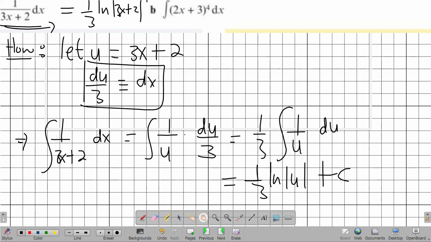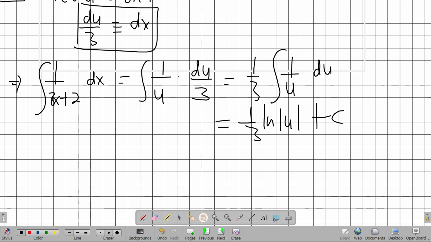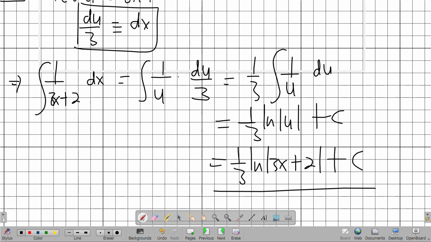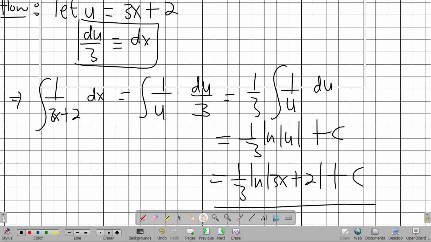But our function is in terms of x, so we can say x is attached to u in the sense that u is equal to 3x + 2, then plus c. That's the final answer using substitution. So it's easy to see how the answer has been generated.